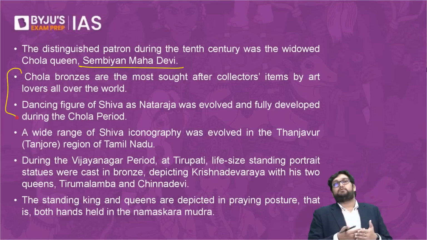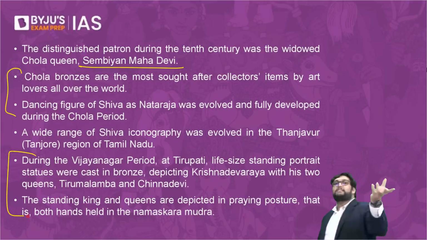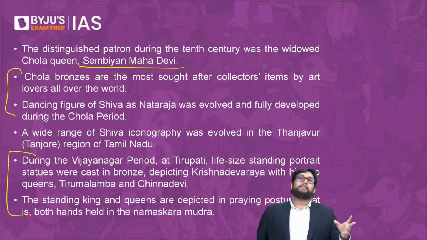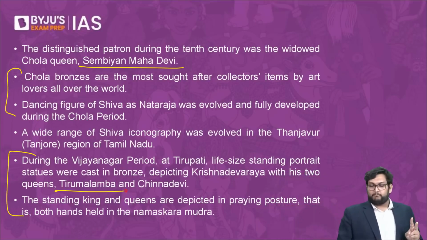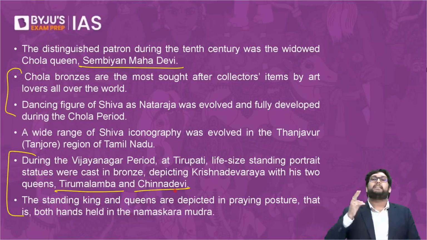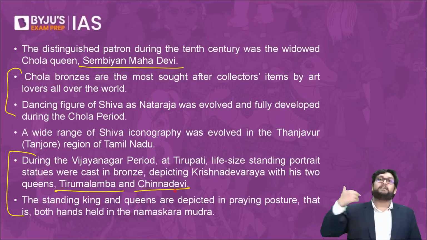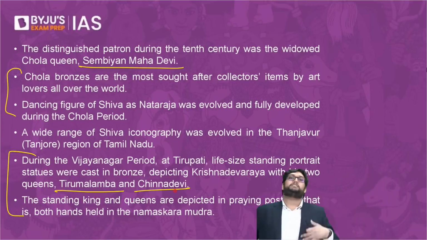By the time we come to the Vijayanagara period, Vijayanagara took it one step forward. In Tirupati, what we see is that rather than just making gods and goddesses out of bronze, Krishnadevaraya and his two queens, Tirumala Devi and Chinna Devi, are actually represented in Namaskara Mudra in bronze in front of Lord Venkateshwara, so as to show that the king is always present inside the Garbhagriha.